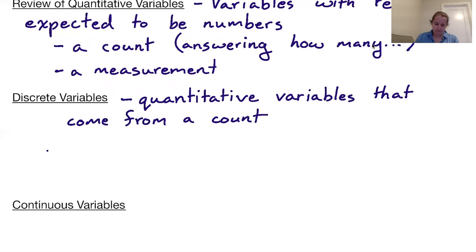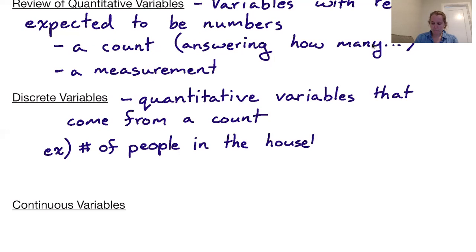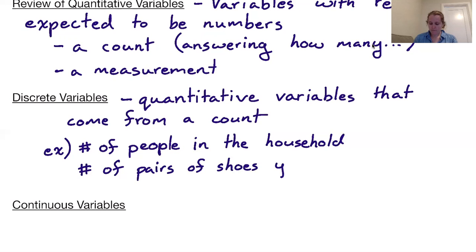So some examples would be number of people in the household, number of pairs of shoes you own. Both of these answer a question: how many people live in your household, how many pairs of shoes do you own.